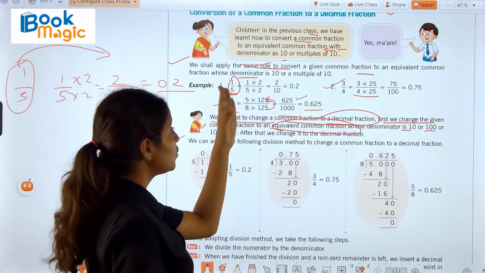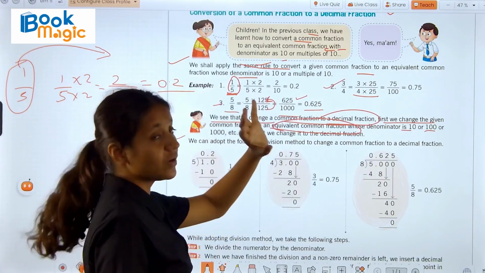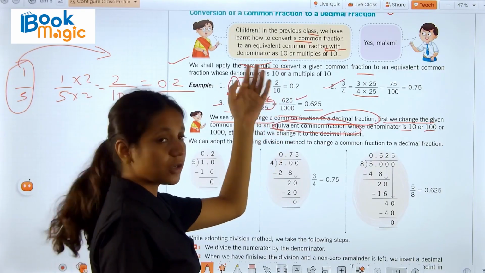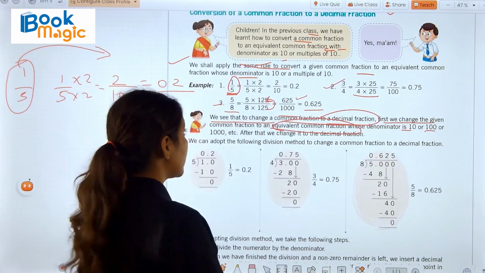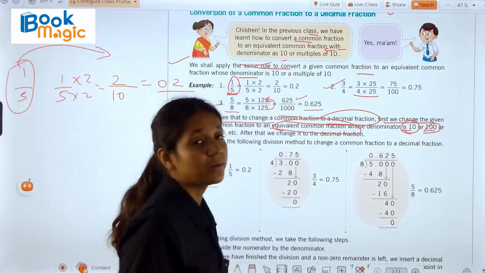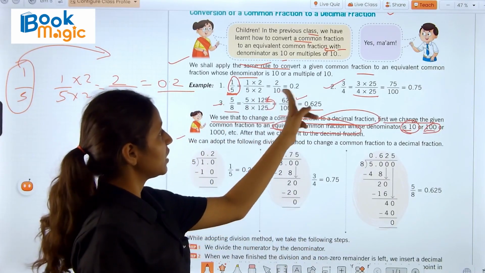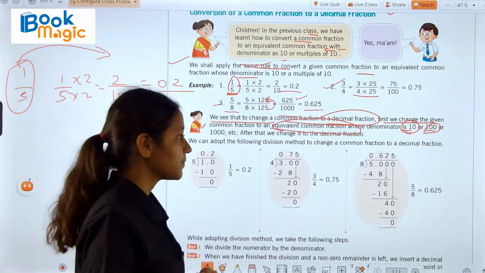Firstly, we are changing this fraction into a common equivalent fraction. That means multiplying by a number at the numerator and denominator places also, on both numbers. But the denominator should be 10 or a multiple of 10. After that we can change it into decimals.